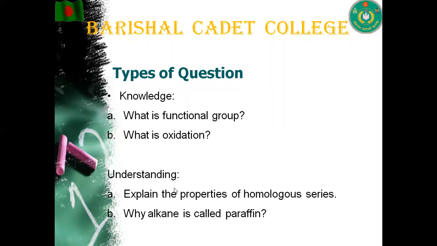Second type of question, understanding level. Explain the properties of homologous series. We discussed homologous series in the previous class. It shows the same type of chemical and physical characteristics, and the same types of preparation and reactions, because they contain a similar functional group and only differ by a methylene group.